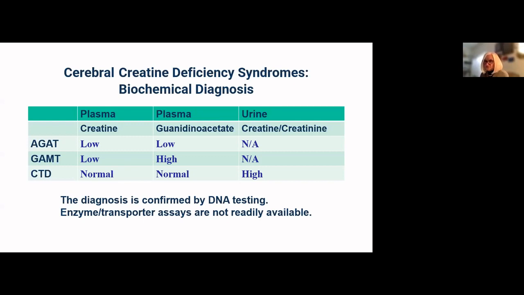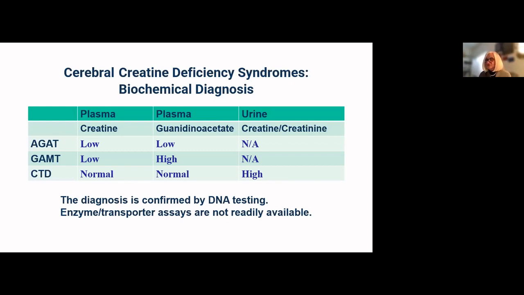For creatine transporter deficiency, the best specimen type would be urine, because creatine and guanidinoacetate in plasma will be normal. In urine, the creatine-creatinine ratio will be high, because if you have a creatine transporter deficiency, creatine is not going to be reabsorbed. The excretion of creatine in the urine is going to be much higher than normal.